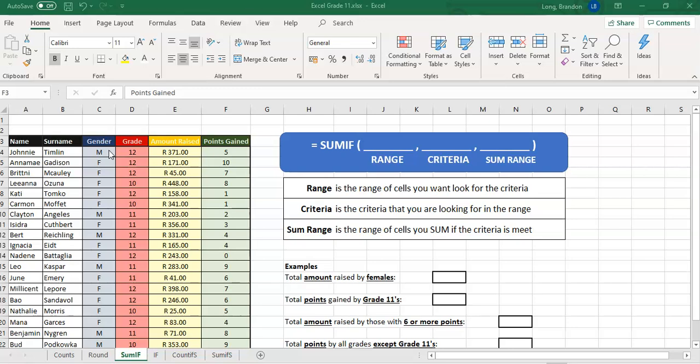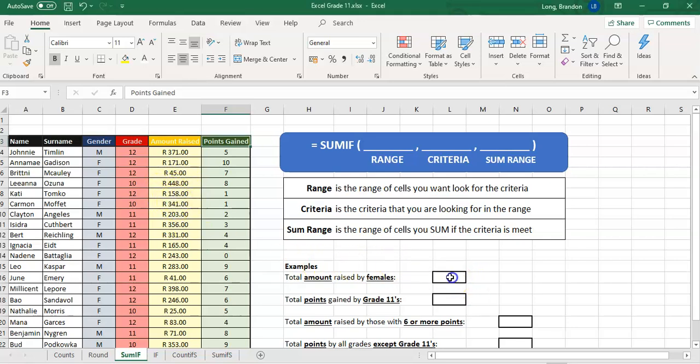But if you want to total the amount raised by females, there's the amount that's mentioned and the females. And we want to total the amount. In other words, we want to sum the amount, but we want to look for the females first. So we want to look under gender for any Fs, and if we find an F, we move across to the amount raised and add those values together.